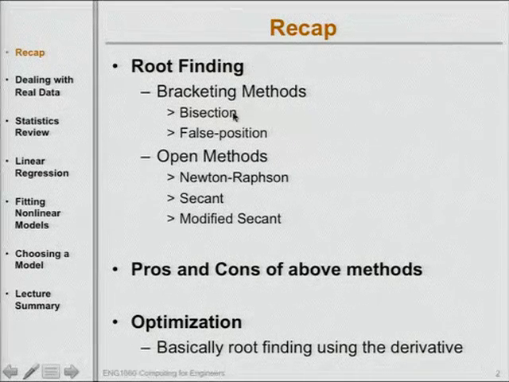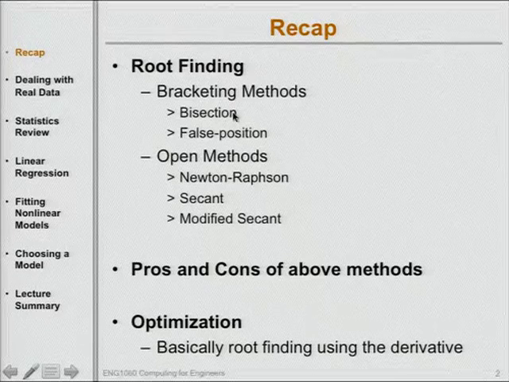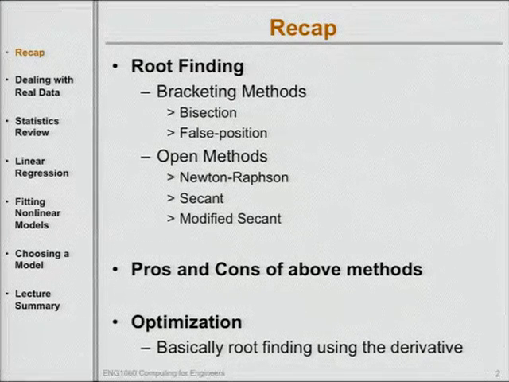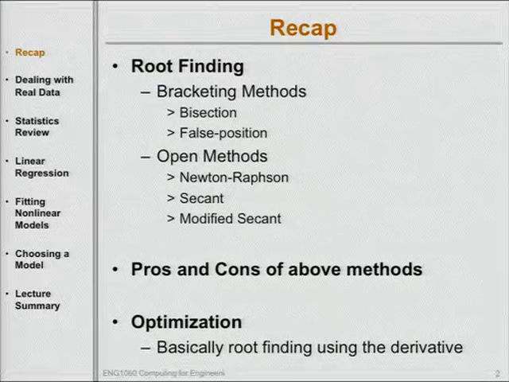So we know that these 2 are guaranteed to find a root, but they can converge slowly. We know that these ones, when they work, work rapidly, but they're not necessarily robust. They can diverge, they can get into infinite loops, they can go off to infinity, they can find something which is not the root that you're looking for.